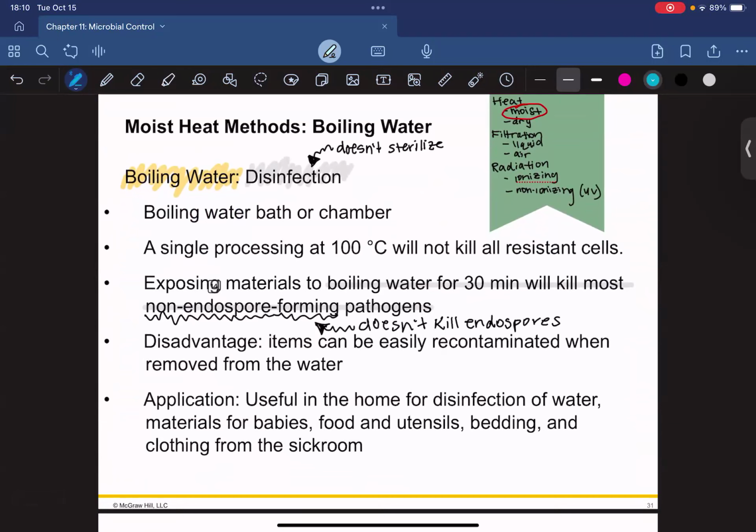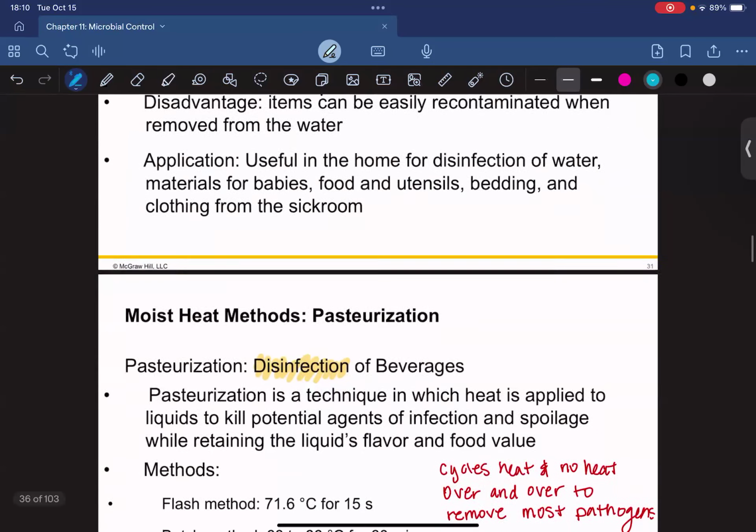Okay, boiling water is for disinfection, not sterilizing. It's pretty effective for non-endospore forming pathogens. So if you're treating things at home, like bottles for babies, and utensils and things like that from people who are sick, it's good for disinfection for that. It's just not going to get rid of the endospores.